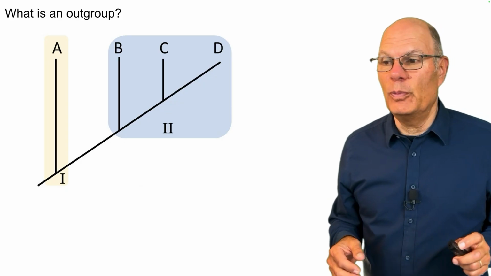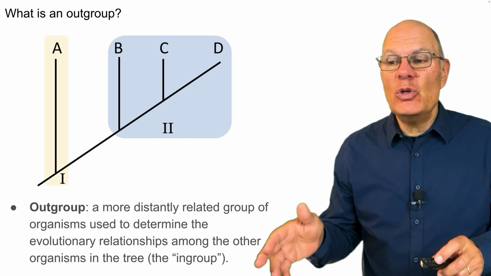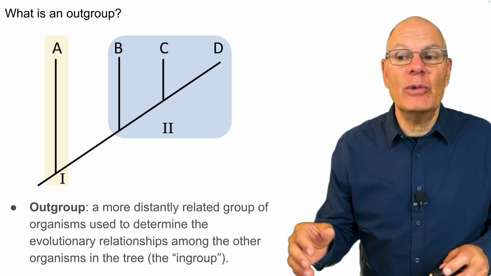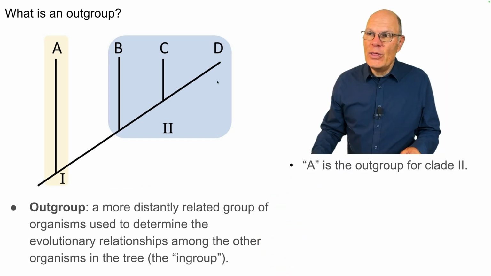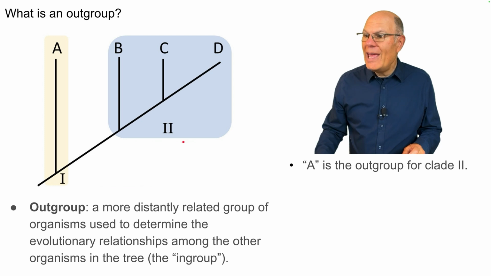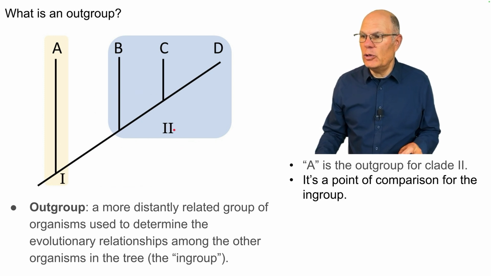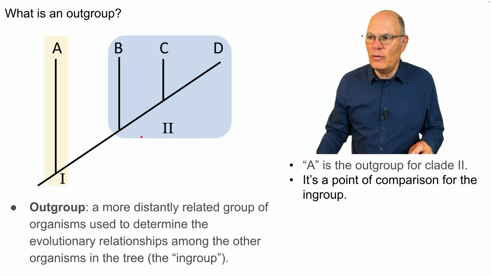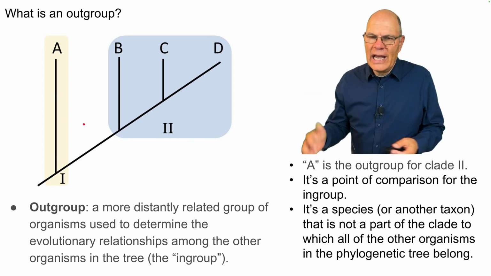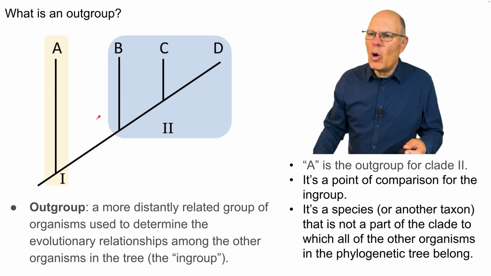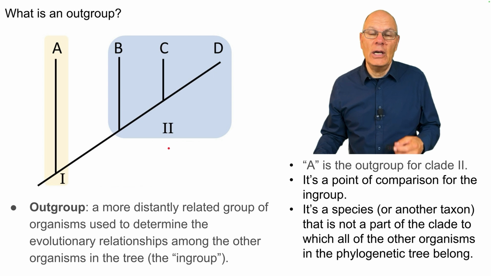What is an outgroup? An outgroup is a more distantly related group of organisms that's used to determine the evolutionary relationships among the other organisms in the tree, which is the in-group. In this phylogenetic tree, A is the outgroup for this clade that's over here at number 2. It's a point of comparison for the in-group, and it's a species or some other taxonomic category that's not part of the clade to which all the other organisms in the phylogenetic tree belong.